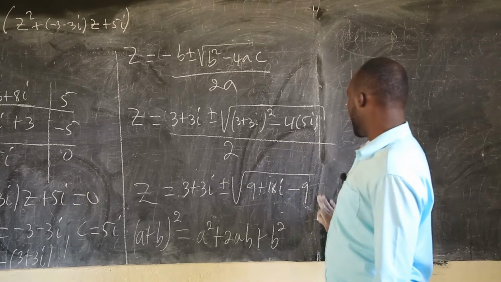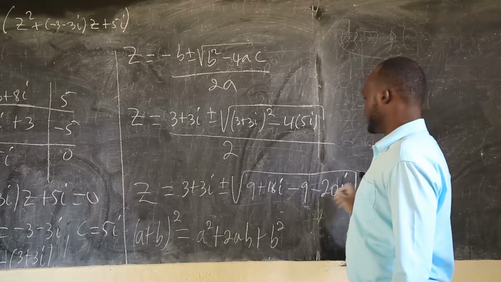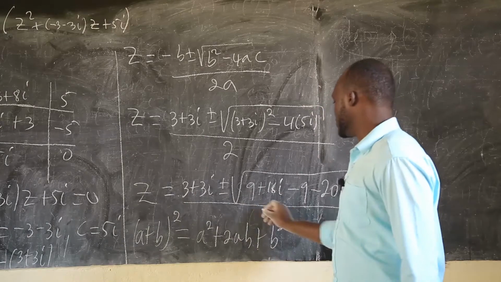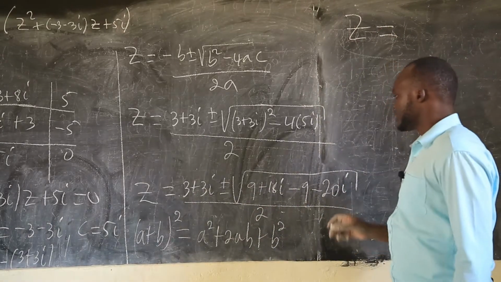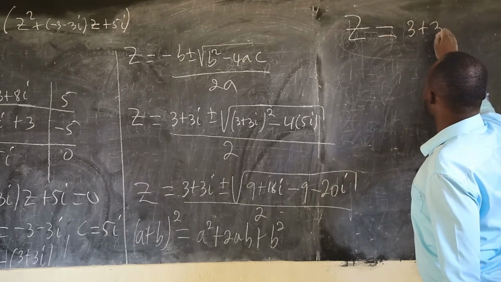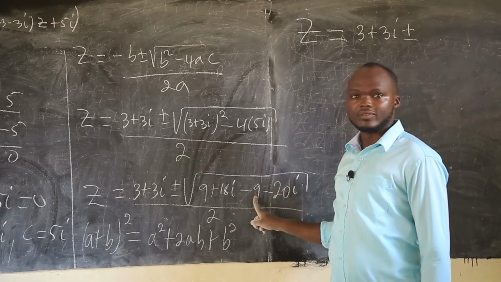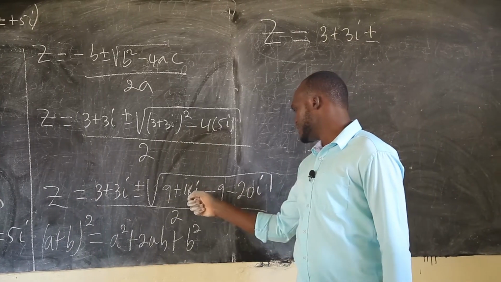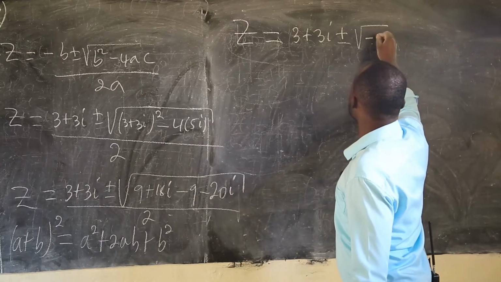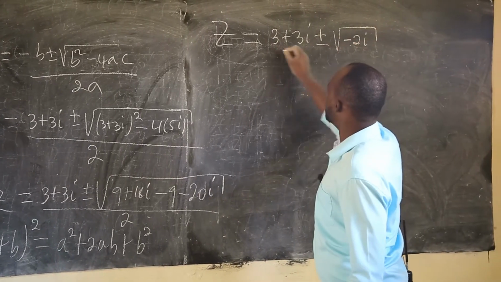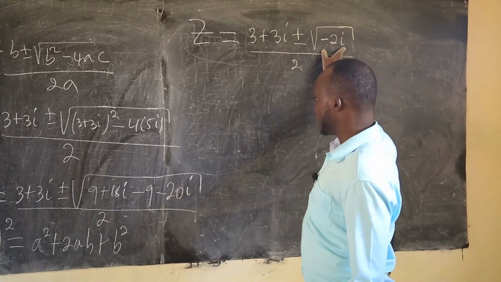So then here, that's negative 20i divided by 2. So now z is 3 plus 3i plus or minus, this negative 9 goes with this 9, 18i minus 20i, remaining with negative 2i, square root of negative 2i divided by 2. So we're going to first find the square root of negative 2i.